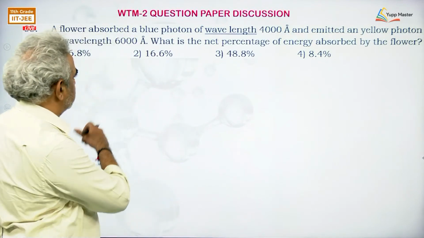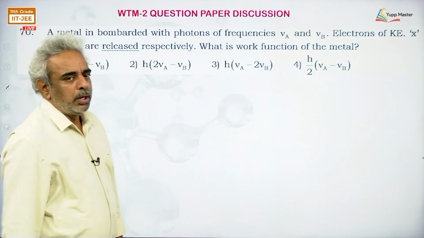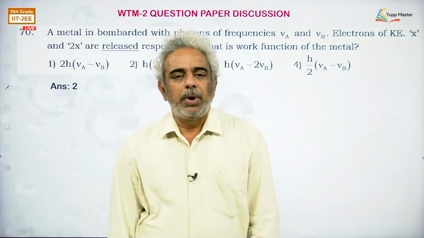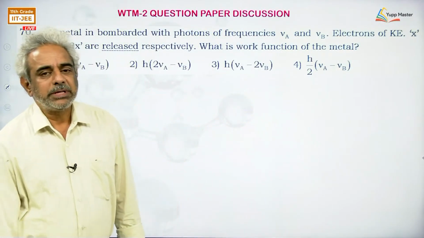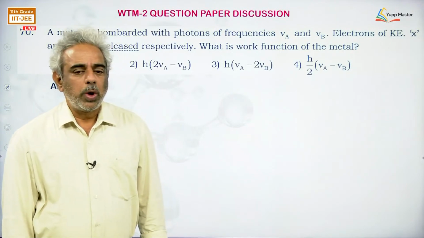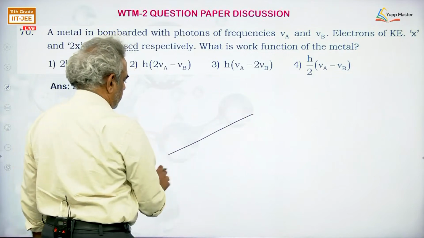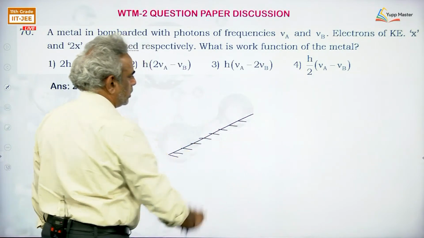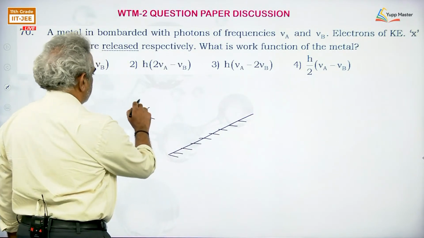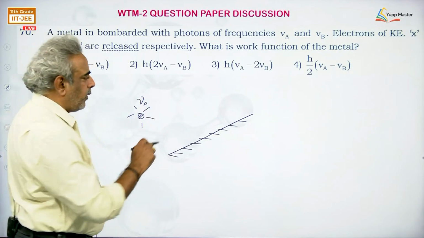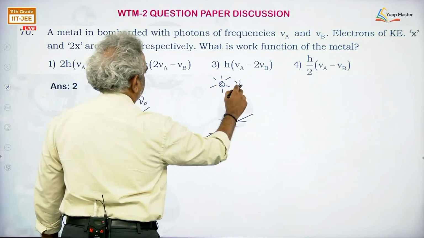The other day I think we discussed this flower problem. This also we have done. Now, a metal is bombarded with different photons with frequencies nu A and nu B. The metal is fixed, but the photons are different. One photon has frequency nu A, another photon has frequency nu B.